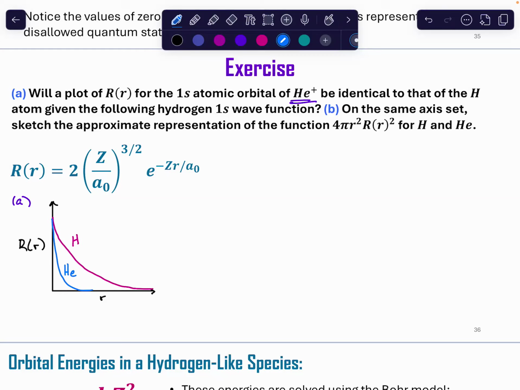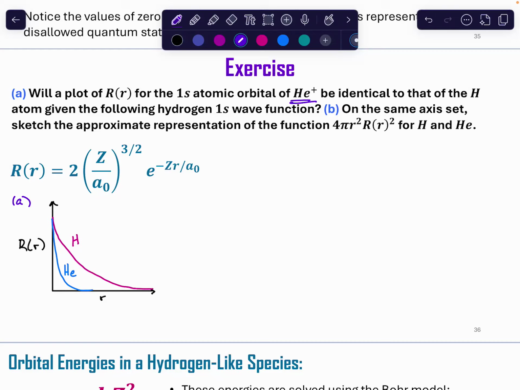You get more electron density at a larger radius versus the helium, which pulls most of its electron density in right to the nucleus. Well, the reason those aren't going to be the same is remember the nucleus of the helium atom has a larger positive charge. So it's going to pull the electron density in closer to the nucleus of the helium plus ion. But what about part B?